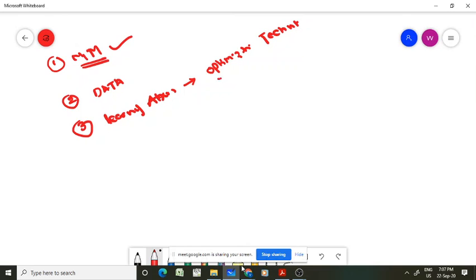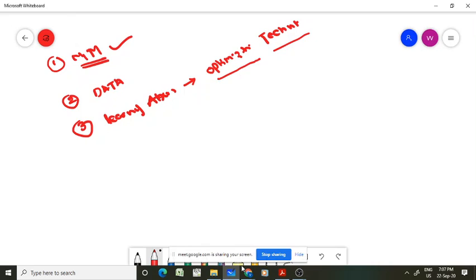Fine. So before going to the different optimization techniques which are used, are you able to see the screen? Yes, sir. Yeah, thank you.